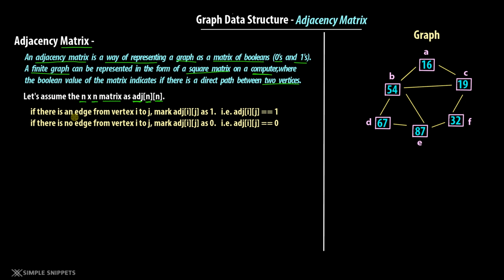So the concept is that if there is an edge, that is if there is a path from one vertex i to j, then we have to mark adj[i][j] as 1, that is adj of ij equals 1, and if there is no edge from vertex i to j, then we have to mark it as 0. So diagrammatically, let me just show you an example.